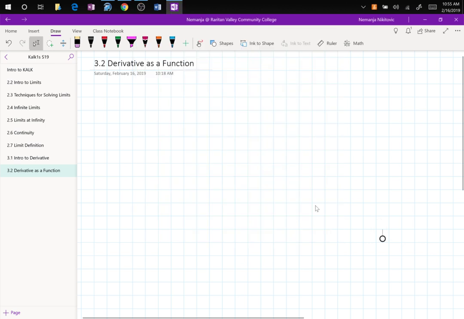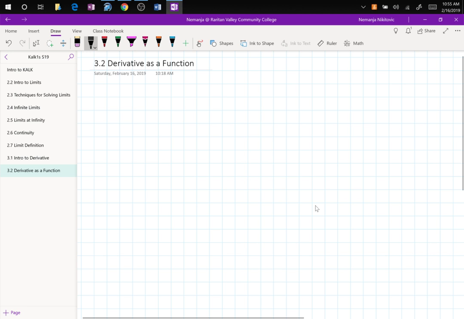Hello and welcome back to Calculus 1. We are in chapter 3 talking about the derivative, and we already talked about the derivative as a function. Now we're going to talk more about derivative as a function.